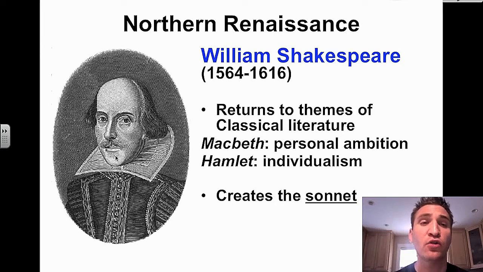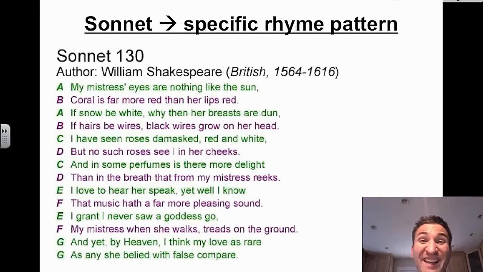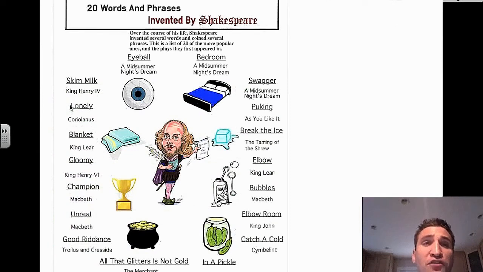Shakespeare also creates the sonnet, a special kind of poem. What is a sonnet? Well, it's a specific rhyme pattern that Shakespeare created. Shakespeare also invented words and phrases that we still use today. There are many phrases that we probably don't even realize are from Shakespeare. Here are 20 such phrases and words. And underneath each word, you see the play where the word appears. So thank you, Shakespeare, for some of these words that we still use today.